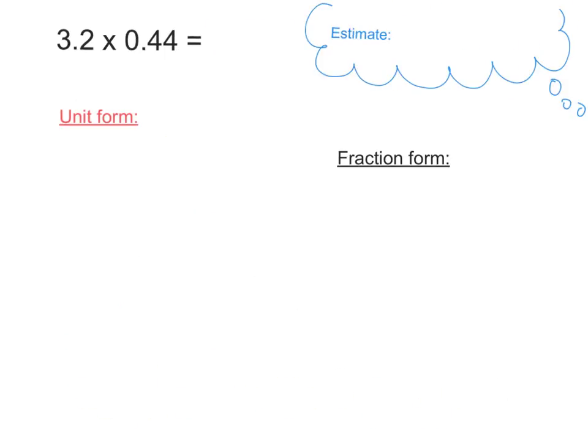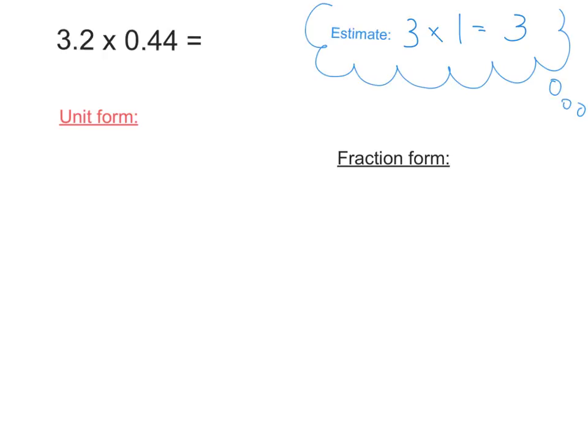Okay, let's write this problem at the top of our page. 3.2 times 0.44. Before we do anything, let's estimate. 3.2 is pretty close to what whole number? 3. And 44 hundredths, it's close to 0, but if we multiply anything by 0, it'll be 0. So let's round it up to 1. So 3 times 1 is? So we know this answer should be somewhere between 0 and 3.